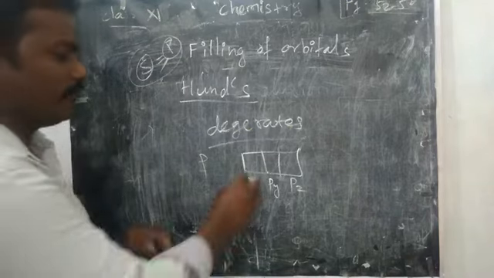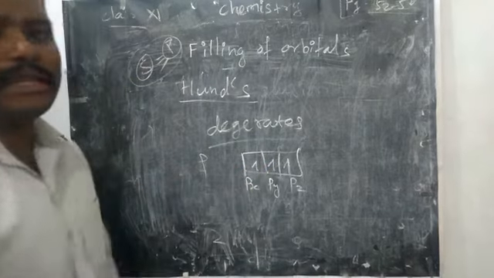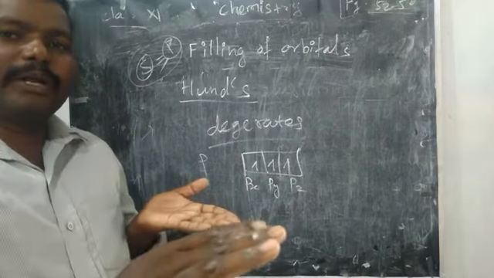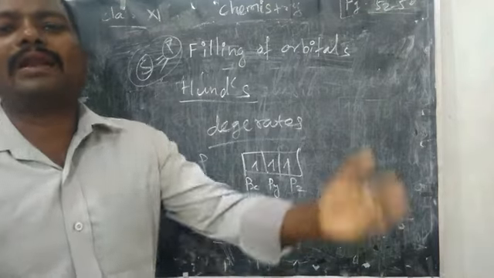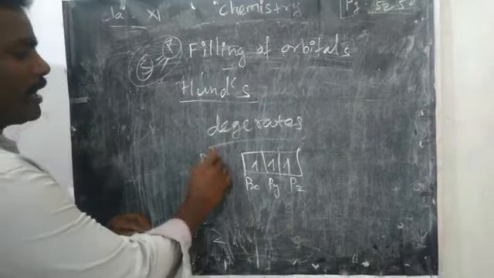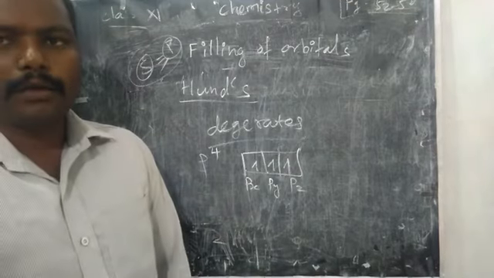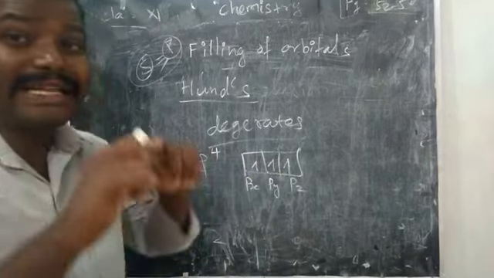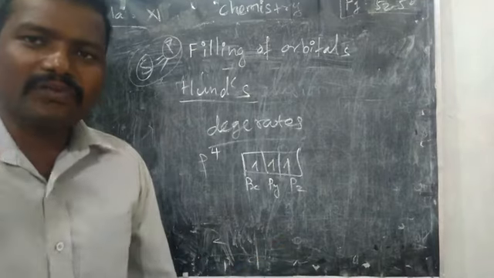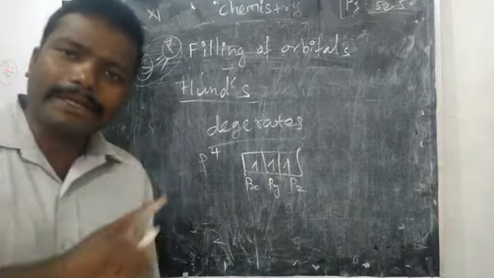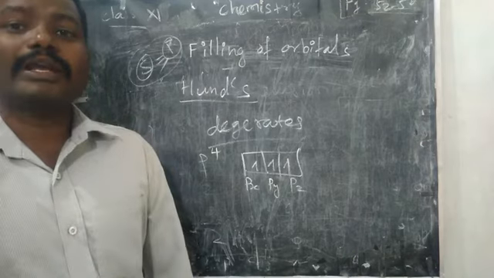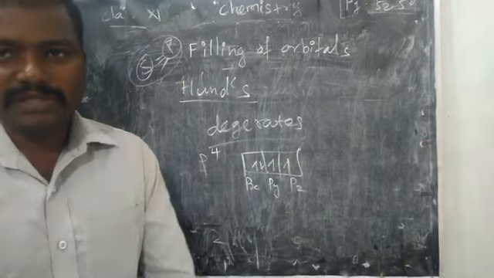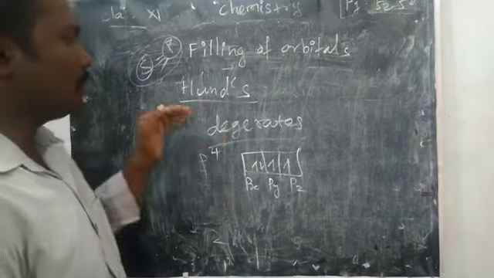So first you have to fill all the orbitals singly. After filling all the degenerate orbitals with one electron each, we can pair up the electrons. That means even if you have four electrons, you should fill first 1, 1, 1. All the degenerate orbitals should be filled with a single electron. After filling all the degenerate orbitals, we can start to pair up. Pair up means you make a pair with opposite spin. Okay, this is called Hund's rule.